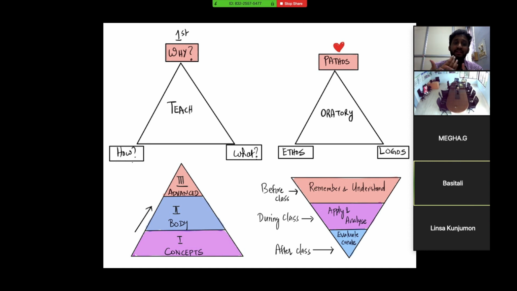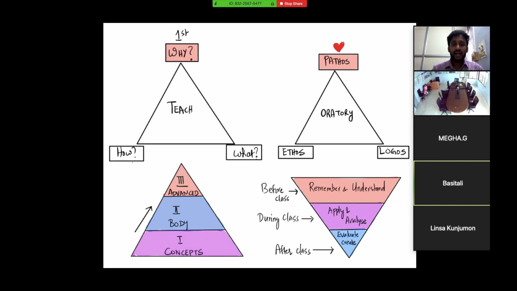And these are the three elements of oratory: pathos, ethos, and logos, where pathos is the most important element, engaging the audience with stories. We have seen three levels of learning: concepts, body, and advanced. Take the students, or yourself when you learn, concepts first, then the core principles, and then the advanced trivia and research. And finally, we flip the triangle. We take classes in a flipped way where we learn the most before the class. During the class, you apply and analyze, and after class, you evaluate and create.